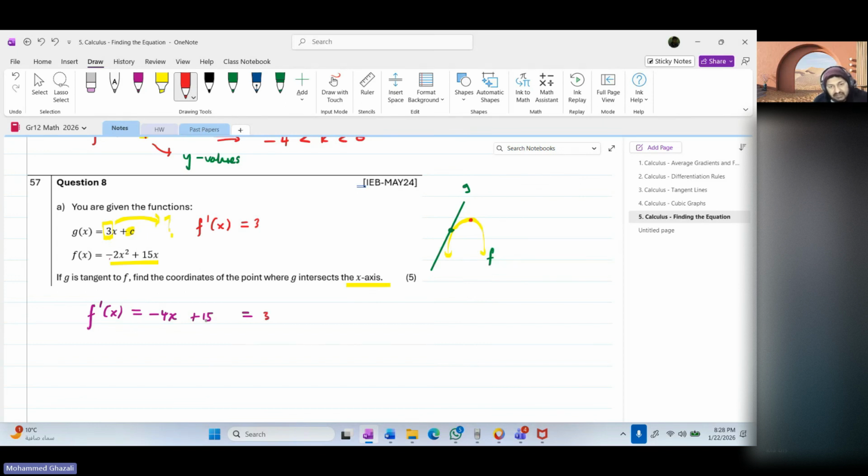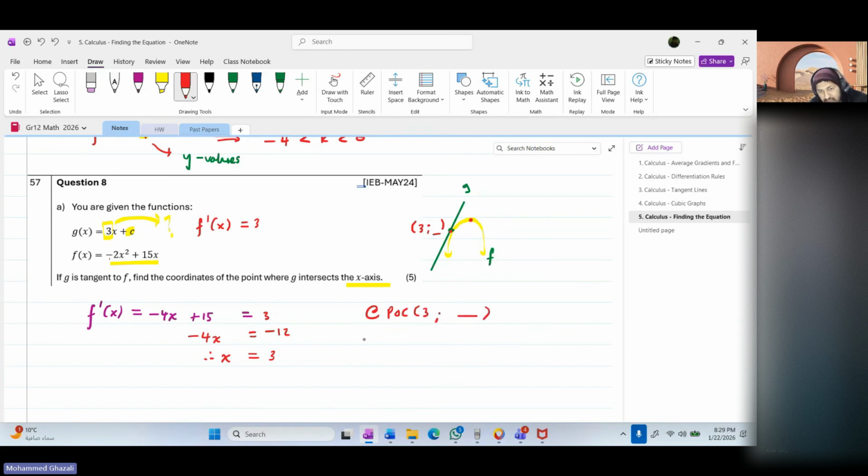Now solve. Take this 15 over. You're going to get minus 4x is equal to 3 minus 15, which is minus 12. Therefore, x is equal to 3. So now we have a point of contact, which is x equal to 3. So now, what is the y value at the point of contact?